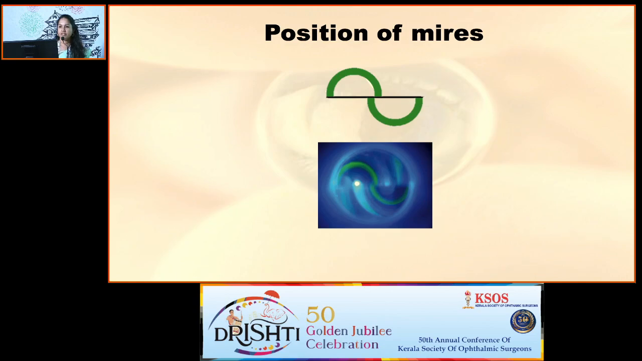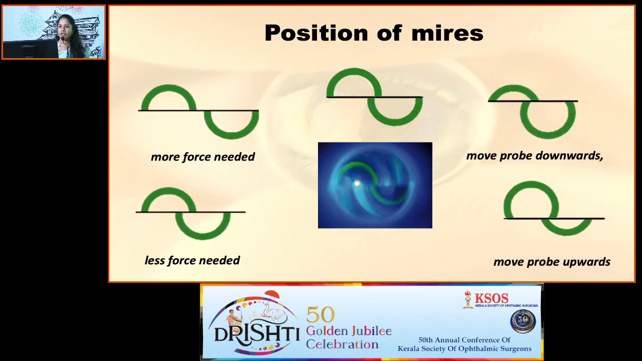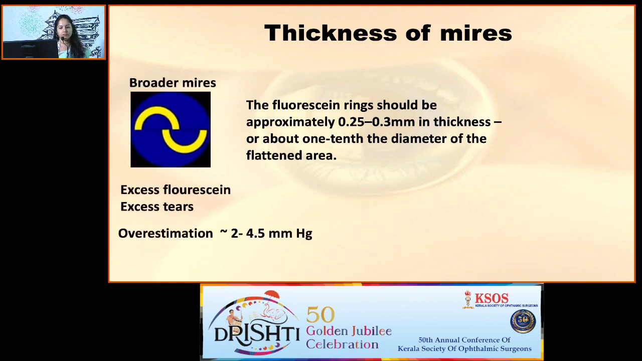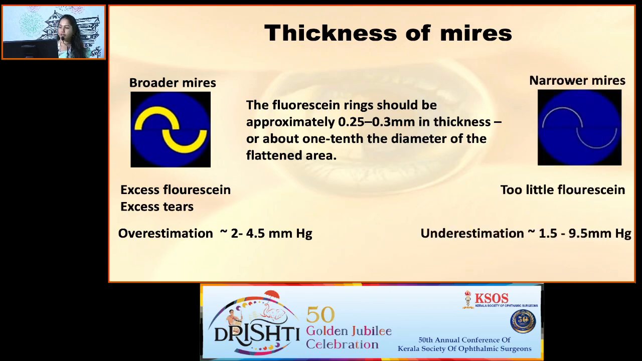Now, position of the mires is very important. You have to adjust the inner edges of the two mires, so any differences in alignment of the two mires should be dealt with accordingly. The thickness of the mires should be approximately 0.25 to 0.3 millimeter, that is about 1/10 of the diameter of the flattened area. If the mires are broader, overestimation is the result, and if they are narrower, underestimation can happen.